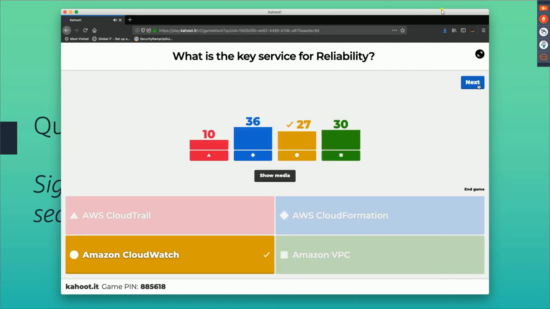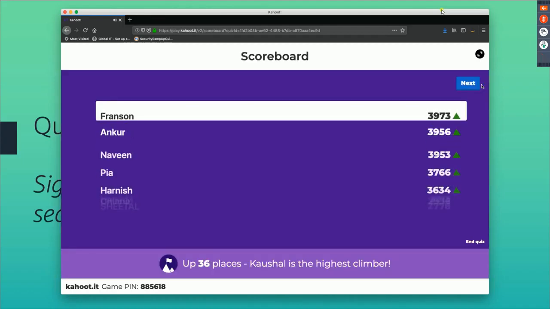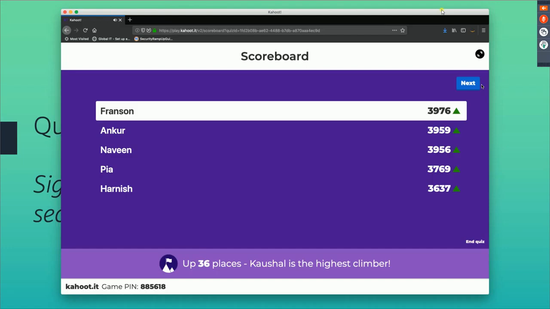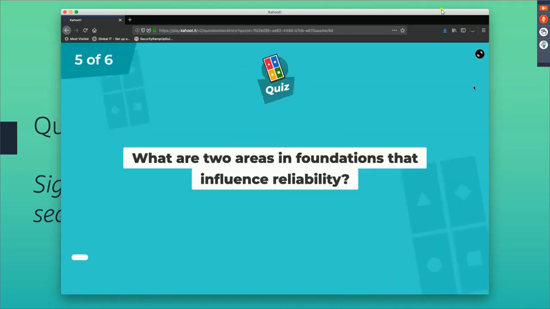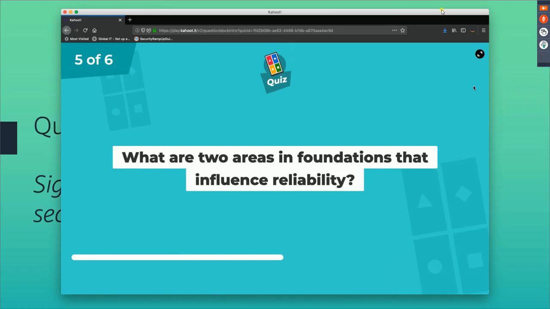Nice. Awesome. Great. From a reliability perspective, it's for you to be able to detect first. So again, follow this principle: if you are able to detect, you'll be able to do something about it, and that's why the key service here is CloudWatch. Great. We have got Ranson coming in. That's nice. And Ankur. There are two more questions to go.